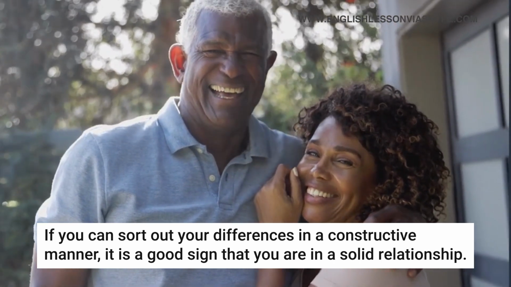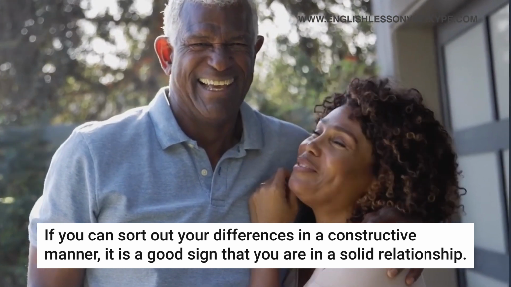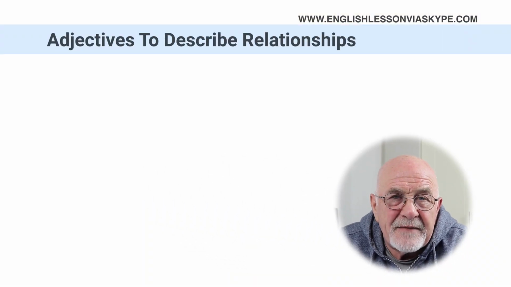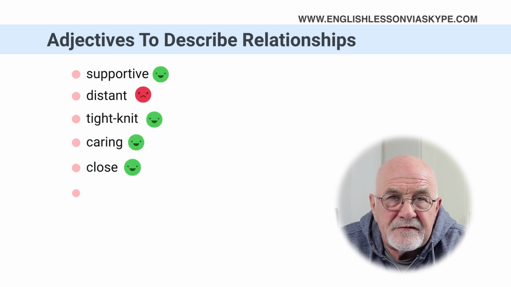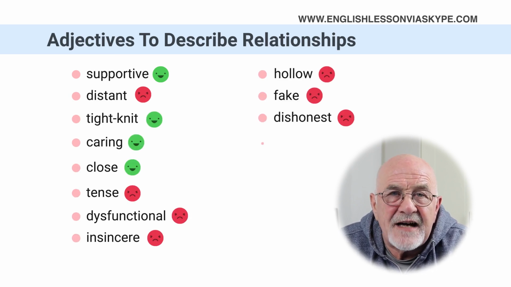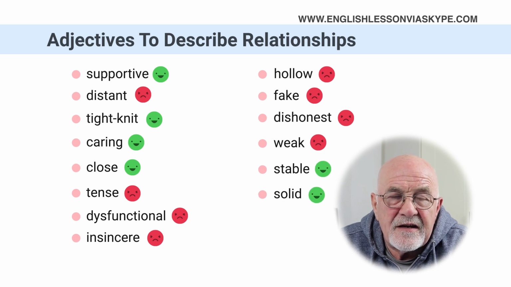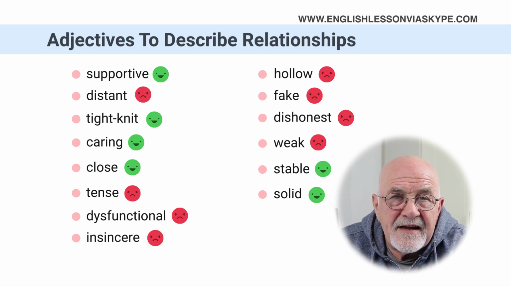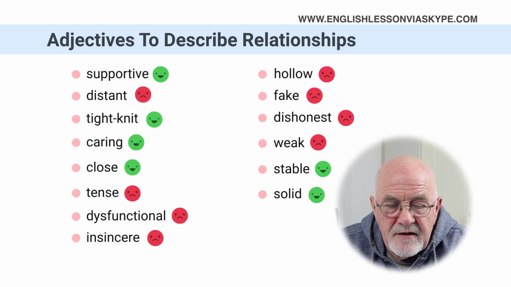And remember, this is about adjectives relating to relationships. I'm not giving you relationship advice. I'm the last one to do that. But it's about the English, the adjectives you can use to describe the relationships that you might have with family and friends or work colleagues. So let me give them to you one more time. Supportive, distant, tight-knit, caring, close, tense, dysfunctional, insincere, hollow, fake, dishonest, weak, stable, and finally solid.